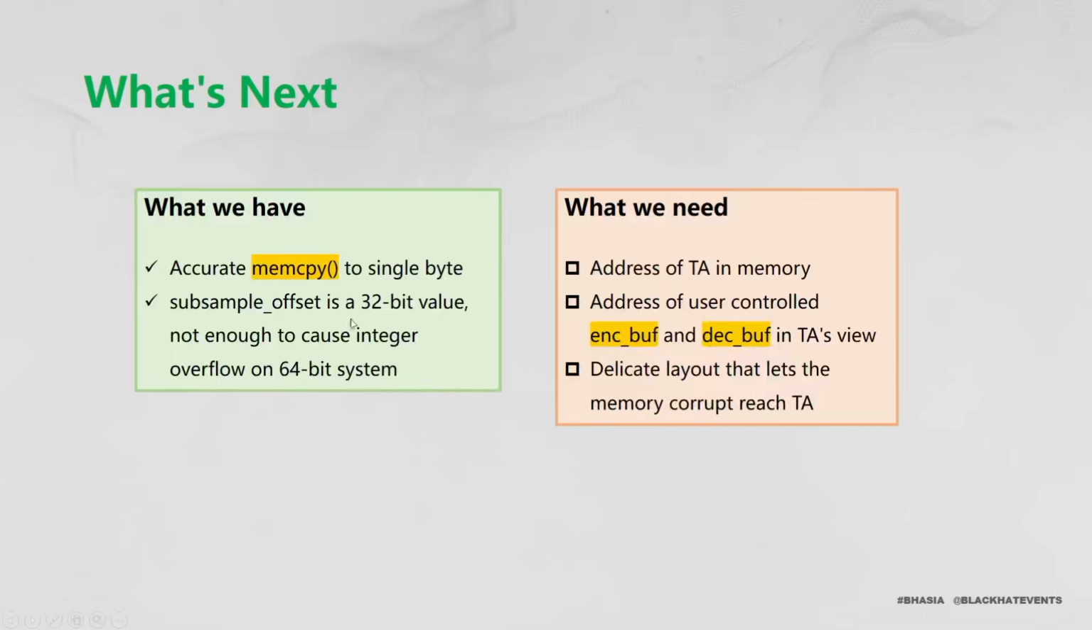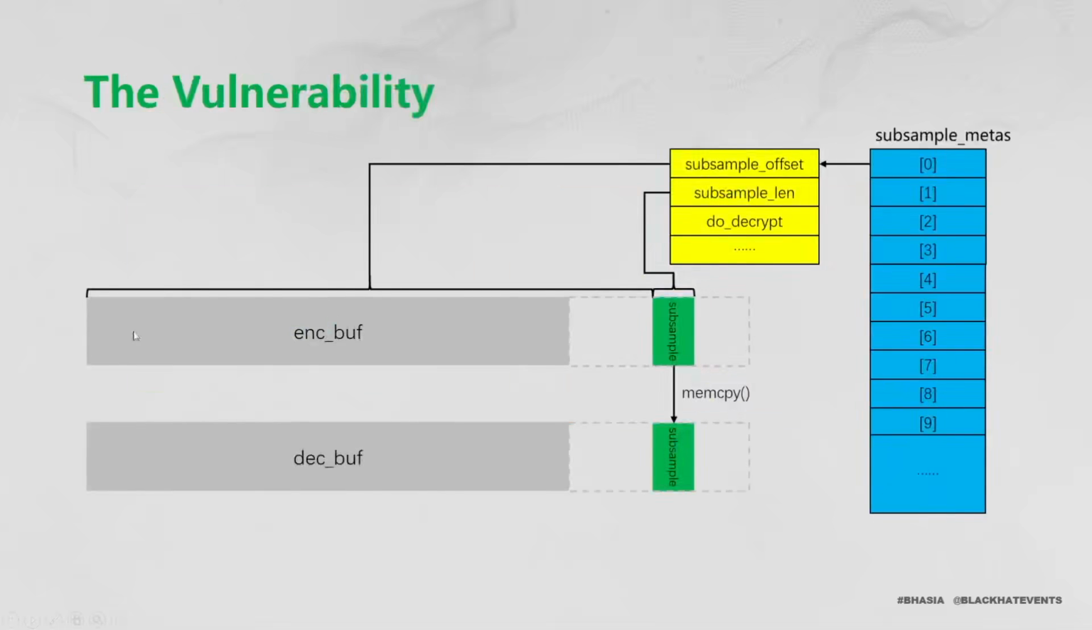The bad news is the subsample offset is a 32-bit value that is not big enough to cause integer overflow, so we cannot copy to an address lower than the in buffer.